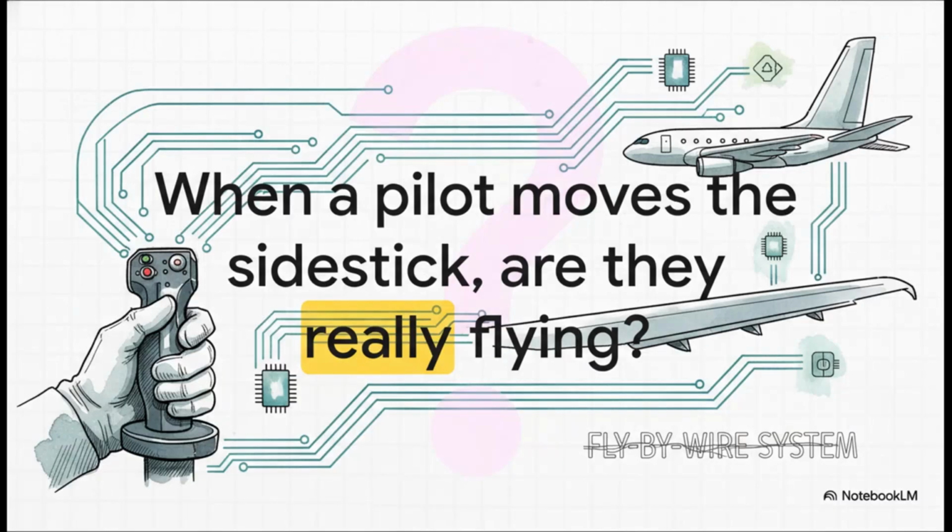So here's a question for you. When you see a pilot move that little side stick in the cockpit, are they really flying the plane? I mean, we all imagine there's a direct connection, right? Like pulling on the reins of a horse. But on most modern jets, that's not how it works at all. Welcome to the world of fly-by-wire.